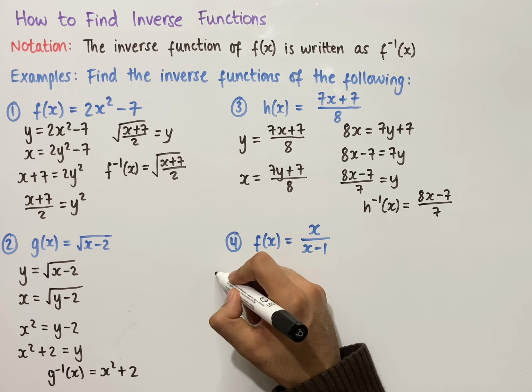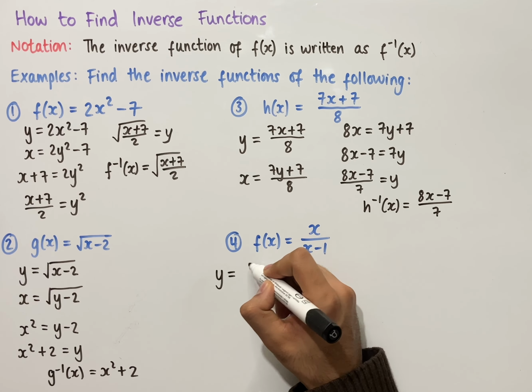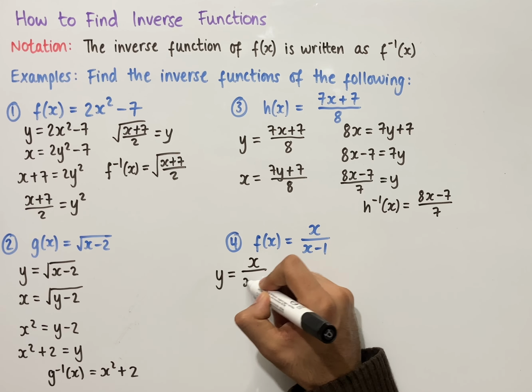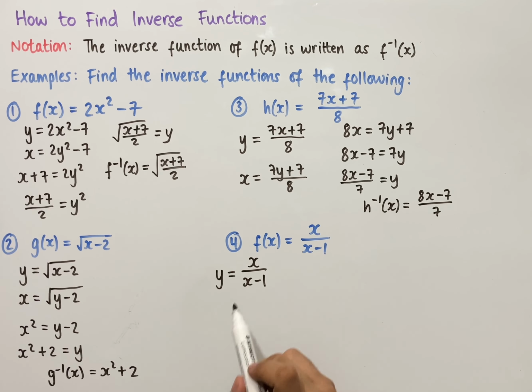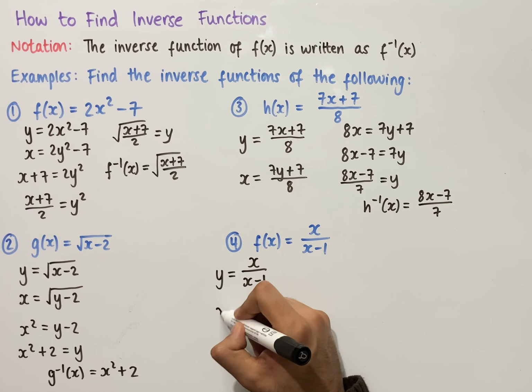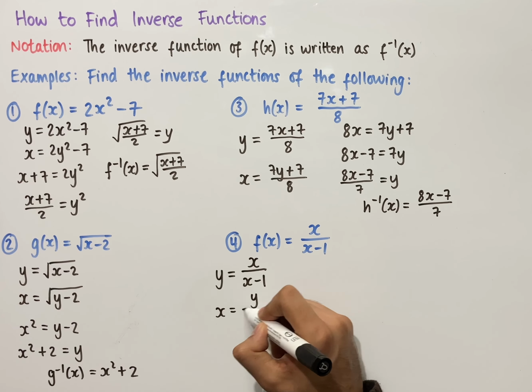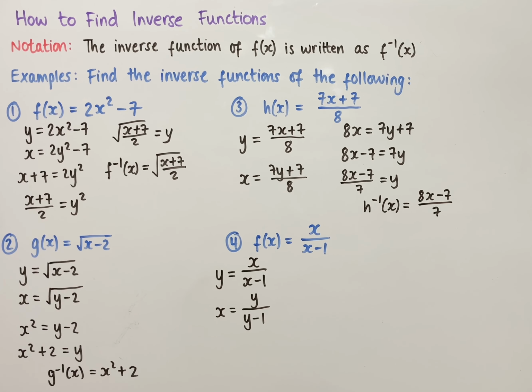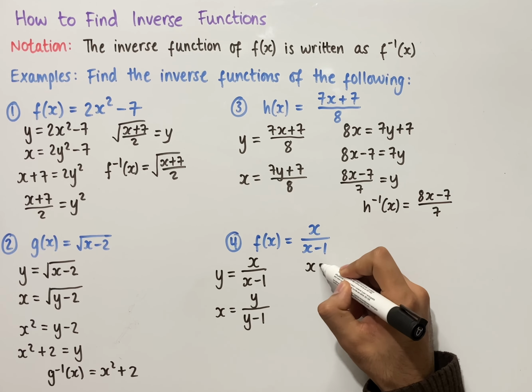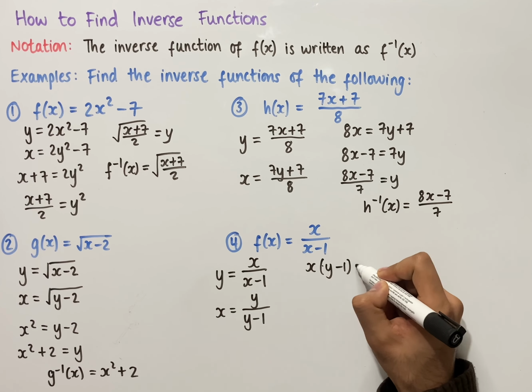We start by replacing f of x with y, which gives us y equals x over x minus 1. We then swap over the x's and the y's, which gives us x equals y over y minus 1. And now we rearrange for y. Now in this example, because y appears more than once, we know that somewhere in our working out, we need to factorize y. We can start by multiplying both sides of the equation by y minus 1, which then gives us x brackets y minus 1 equals y.